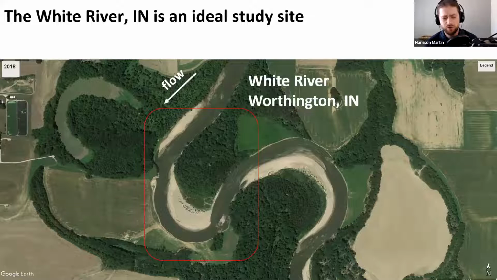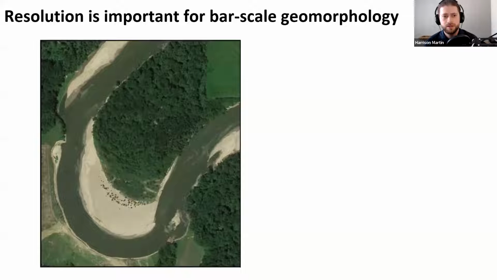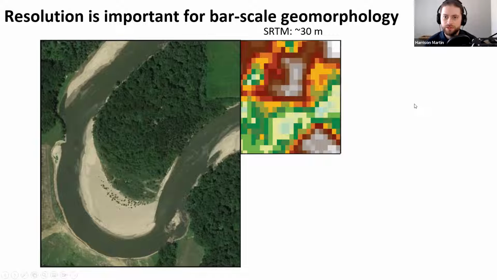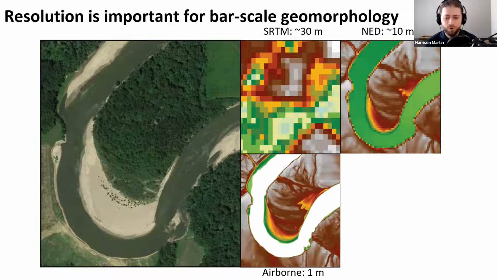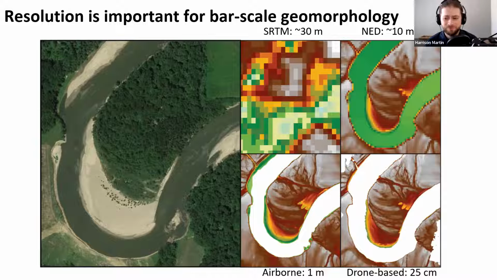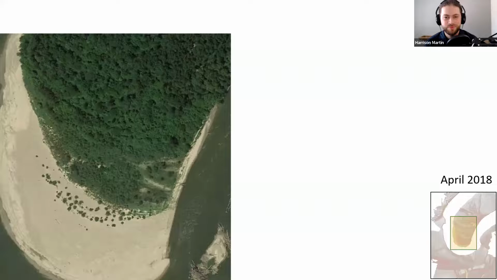We're going to focus on just this point bar here in cut bank. And I'm going to do the same resolution experiment here where we discuss the importance. And what we're going to do is look at it with SRTM first, the 30-meter pixel. And it's tough to see what's going on. The National Elevation Data Set at least tells us that there's a river here. Airborne gets us down to the 1-meter scale, and drone-based LiDAR, we can get down to 25 centimeter. And I'll totally agree that at this scale, it's tough to see the difference between the airborne and drone, right? Do we really need it?